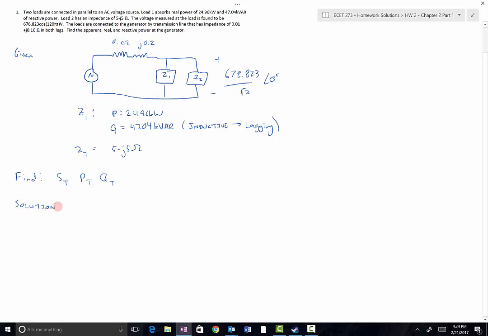So the approach that I'm going to take is that the total apparent power delivered by the generator is going to be equal to the generator's current times the voltage at the generator, VT. Not complex conjugate, that's a mistake. So I need to determine IT and VT to do this.